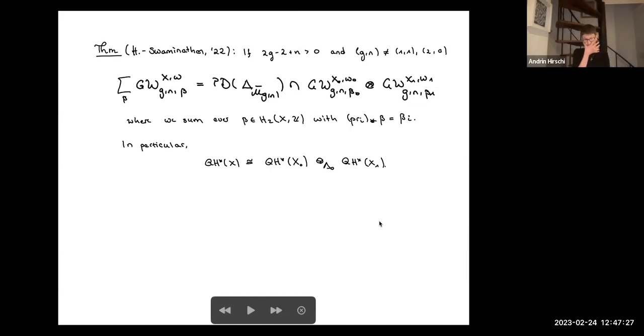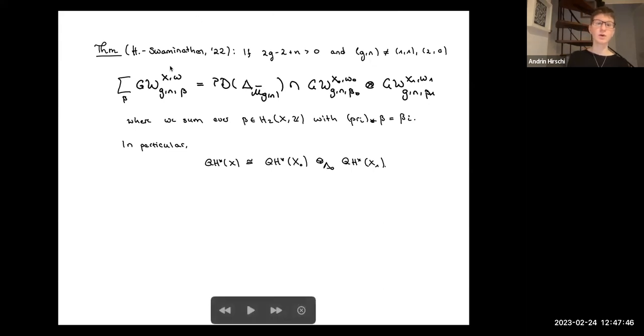So in the case where you are in a stable range, so 2g - 2 + n is strictly positive, and we also have to exclude the two cases where (g, n) is equal to (1, 1) or (2, 0). Then we have the following relation between the Gromov-Witten classes of X and those of its factors.